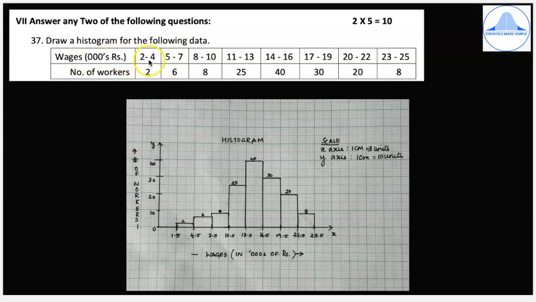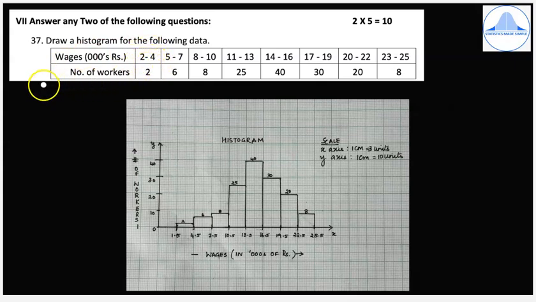2 to 4, 5 to 7, 8 to 10, 11 to 13, 14 to 16, 17 to 19, 20 to 22 and 23 to 25. Along with it, the number of workers are also given: 2, 6, 8, 25, 40, 30, 20 and 8. Now, the wages which are given are the class intervals which are in the inclusive format.